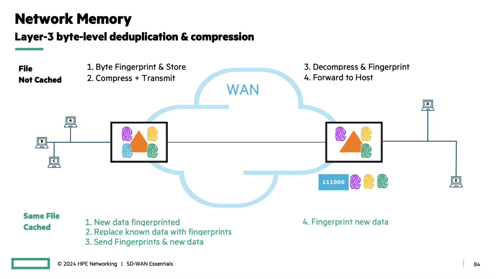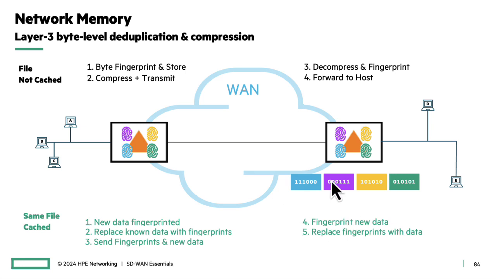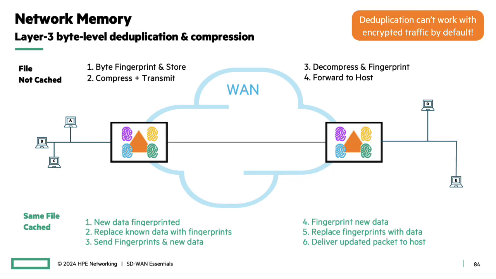The EdgeConnect on the other side receives that, replaces the fingerprint data with the actual data it has in its cache. It fingerprints that new data as well, and what the host on the other end receives is the updated file, without having to send all 75 megs. As you can probably infer, that may have been less than a meg or even a few hundred kilobytes for that period. Key thing to remember with network memory is that deduplication cannot work with encrypted traffic. In such a case, you will need to install certificates so that the EdgeConnects can act as men in the middle and decrypt that traffic.